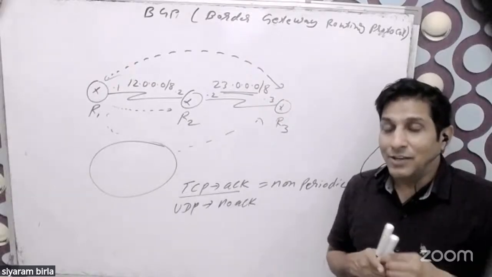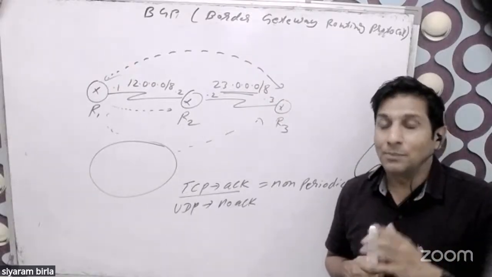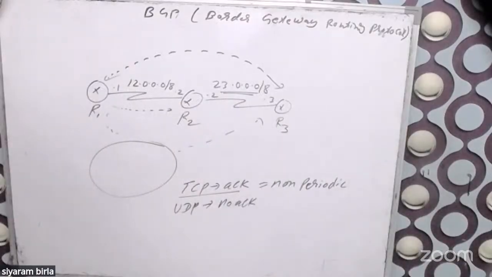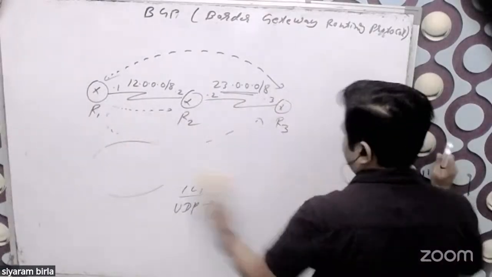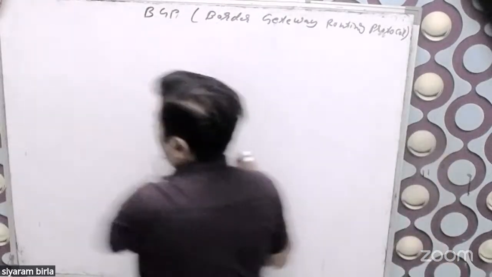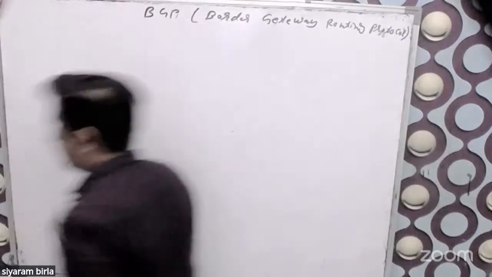The BGP interviewer also asked: BGP works on which layer? Yeah, that question is also asked by the interviewer. So BGP works at layer 7.